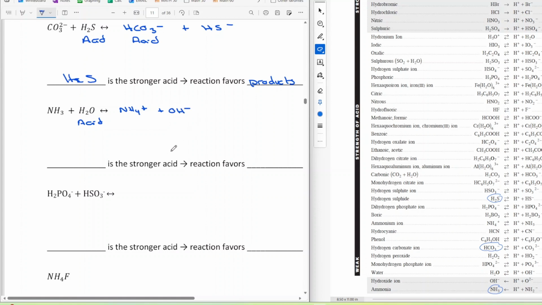Okay, so we are going to look at which of these is the stronger acid. We're comparing between water and ammonium. So we've got water way down here. We've got ammonium right up here. So the NH4 plus is going to be my stronger acid, and that is going to favor the reactants.